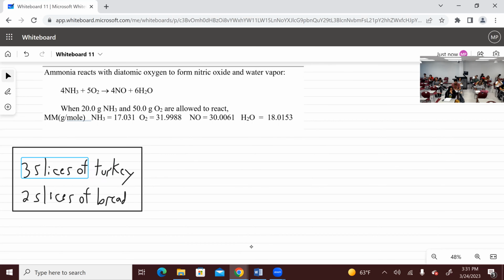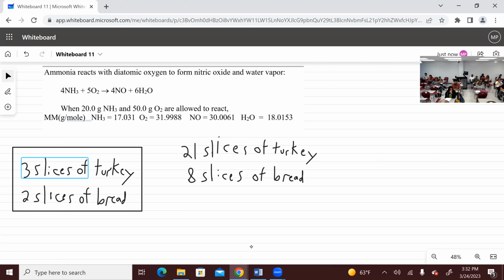So now let's say I had 21 slices of turkey and 8 slices of bread. All right. And I ask you, how many sandwiches can I make? 4. Okay. So is it the bread or the turkey that limits the number of sandwiches? Bread. It's the bread. So the bread is the limiting reagent.